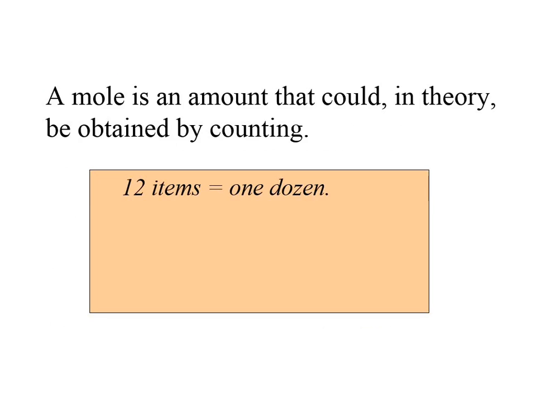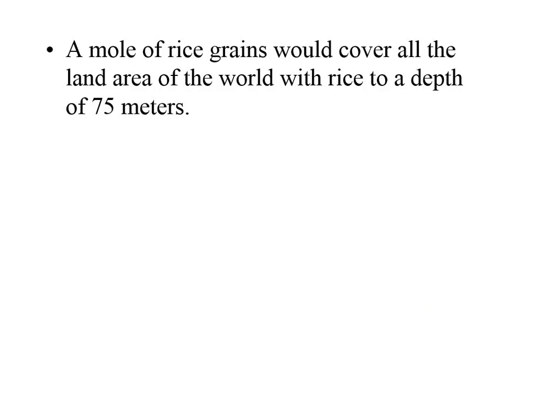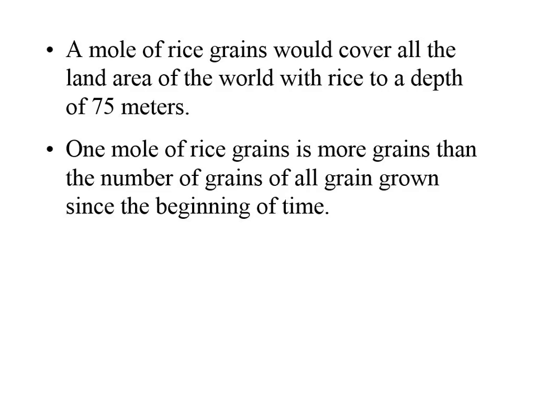A mole is kind of similar to a dozen. If you have a dozen of anything, you have 12 things. If you have a gross of anything, you have 144 things. And if you have a mole of anything, you have 6.022 times 10 to the 23rd of those things. It's a big number. Here I have some examples I got off the internet a while back. Rice grains are pretty darn small. If you had a mole of rice grains, you'd be in trouble because the land area on the earth would be covered up to a depth of 75 meters. Just a mole of rice grains.